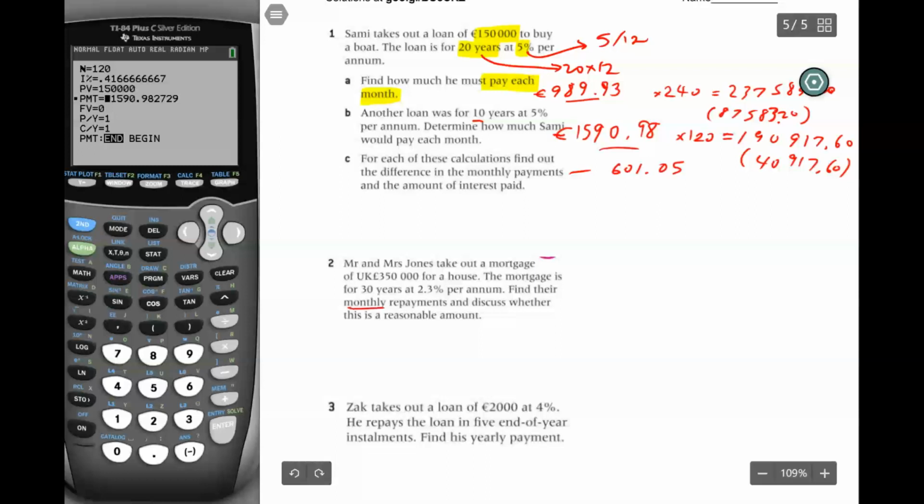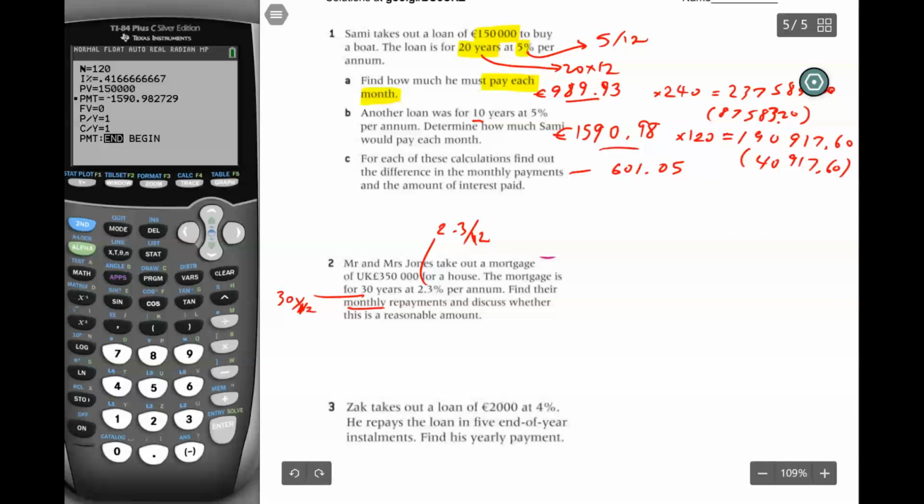Okay, so this is a monthly problem. That means that all of our n values and I values need to be adjusted by a factor of 12. So 30 years needs to be multiplied times 12, and the 2.3% interest rate per annum needs to be divided by 12. Let me just rewrite that.